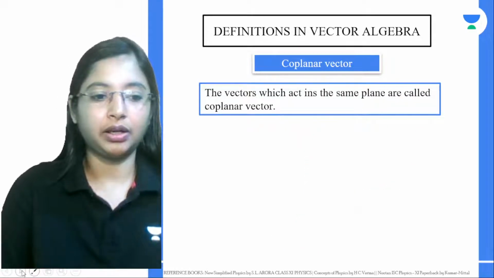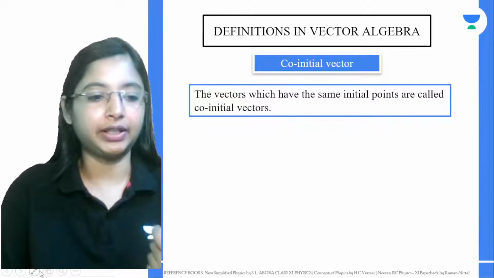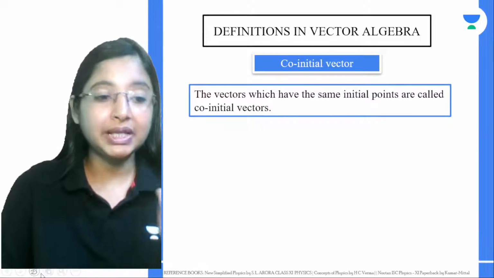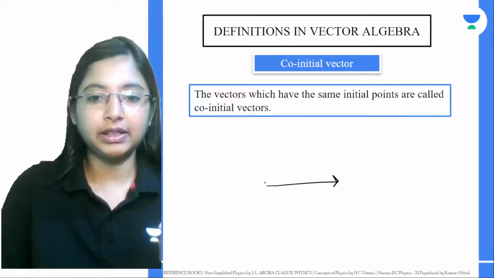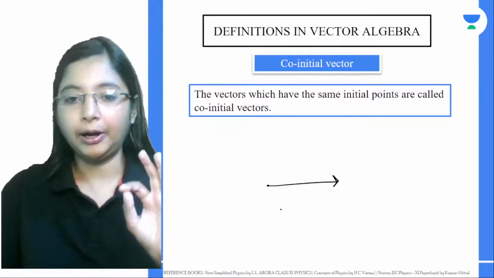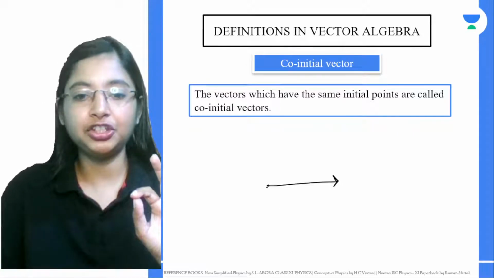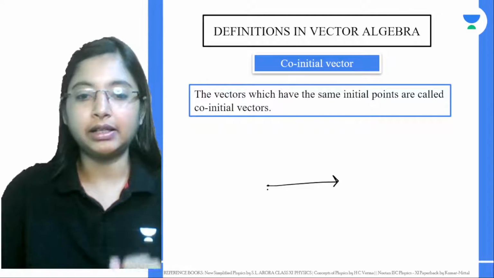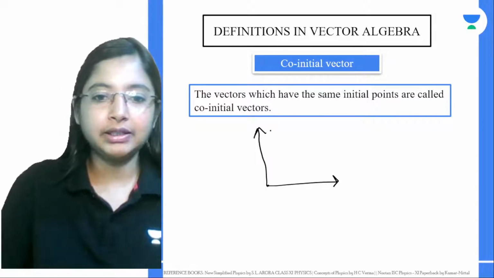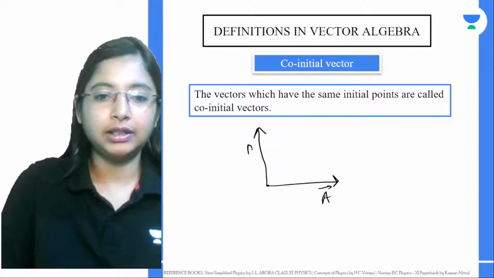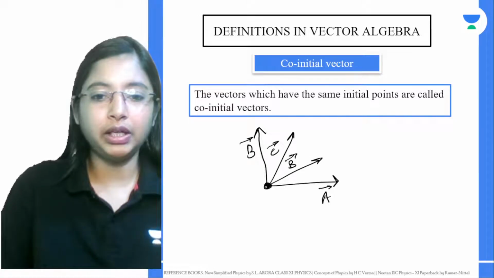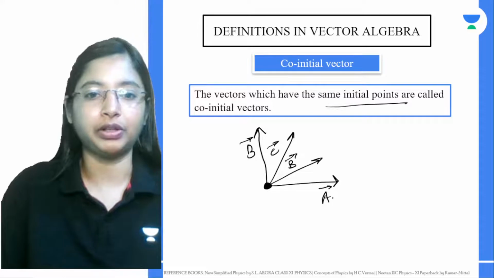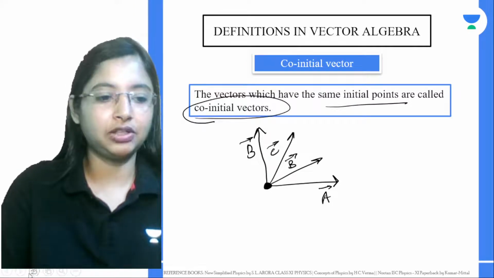Next is the co-initial vector. Very simple. When we learnt about the representation of a vector, we saw that this end over here is called the initial point, or the tail. If you have vectors starting from here, let's say this is vector A, this is vector B, this is C, and there is another vector D, all of them have the same common tail point, or the same initial point. Then we call these vectors co-initial vectors.